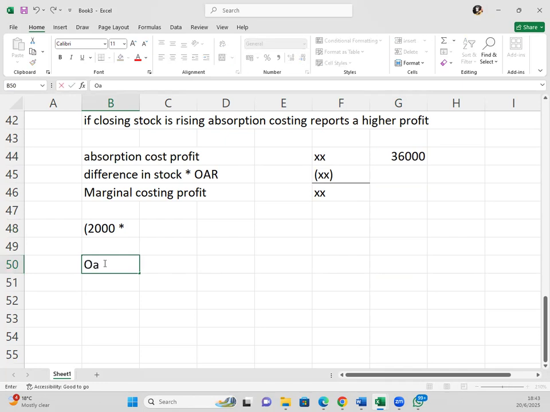How do we work the overhead absorption rate? So the overhead absorption rate, you say the budgeted cost or budgeted overhead over budgeted base. Budgeted total overhead over budgeted total base. So in this case, our budgeted total overhead was given in the question. So how much was our budgeted total overhead? If we go to the question, how much is the budgeted total overhead?